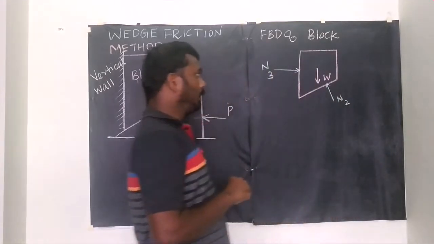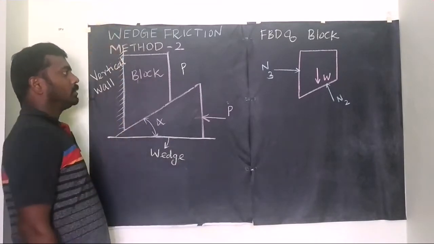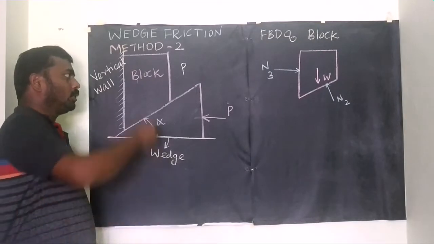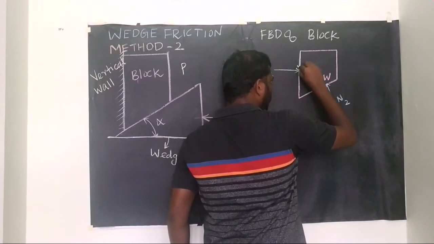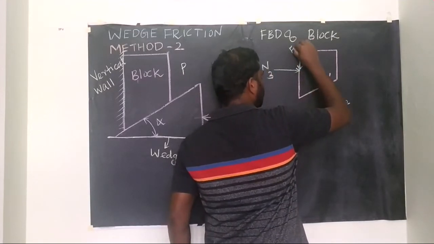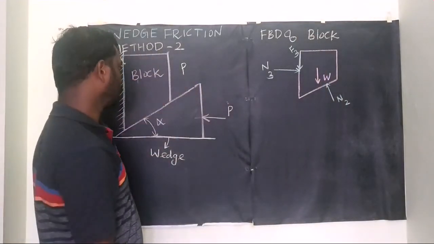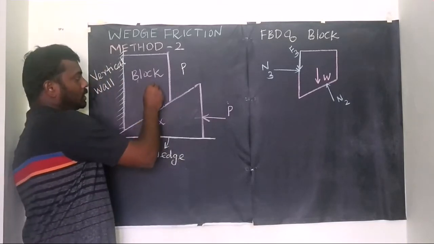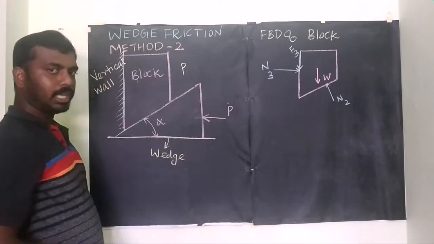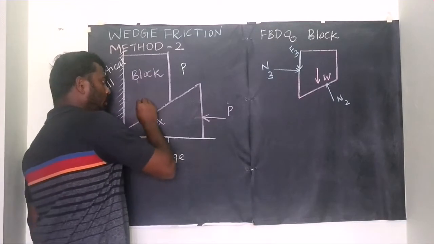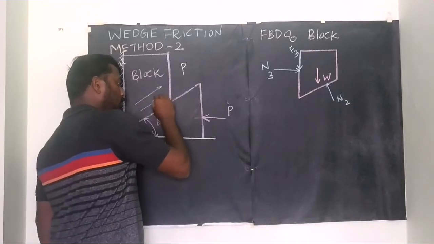This is my normal reaction force N2. Then come to limiting friction force. Here this block is moving towards up, so limiting friction force is acting towards ground. This is my limiting friction force F3. This is acting towards ground because this block is moving towards up. Here this block is traveling from lower end of wedge to upper end of wedge. It means that this block is moving towards up, so the limiting friction force is acting towards down.